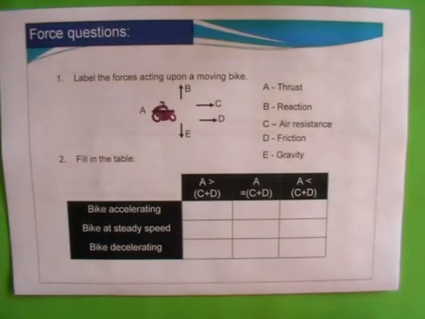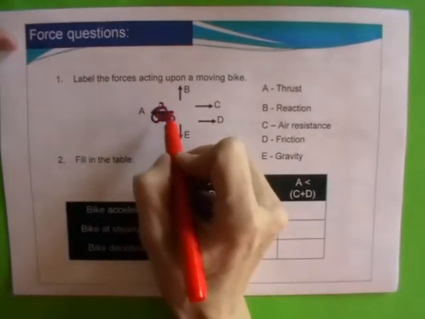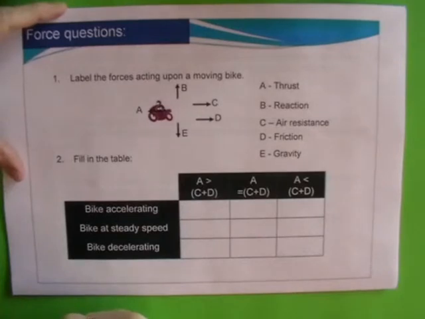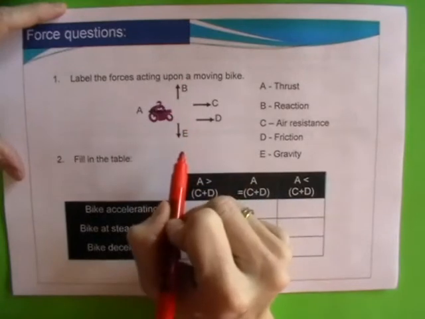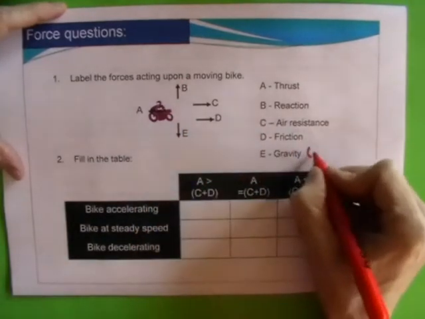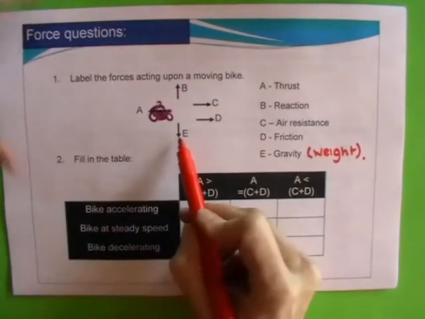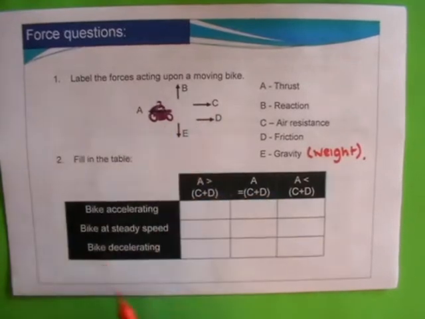Alright, this is a force question. It asks you to label the forces acting on a moving bike. And you can see the person, the driver's pointed forwards in this direction. So we're going to label them. So A is thrust, B is reaction force, so that acts between the wheels and the ground. E is gravity, or we would call that weight, and its effect of the force of gravity acting on it. And C and D are air resistance and friction between the wheels and the ground. Fill in the table.